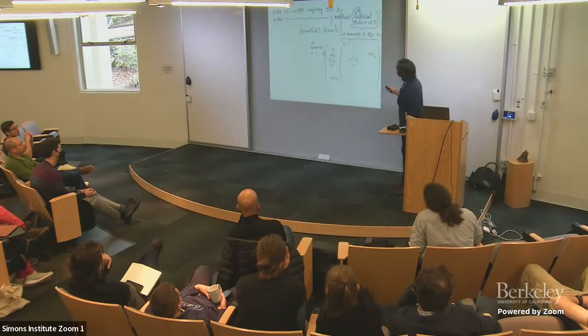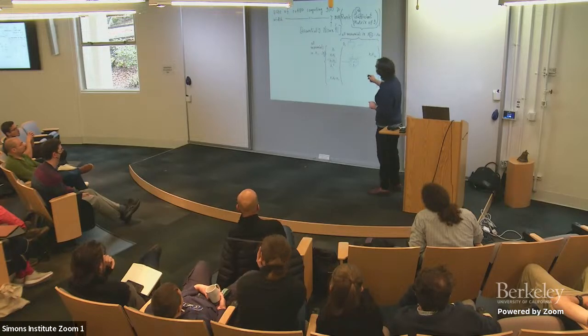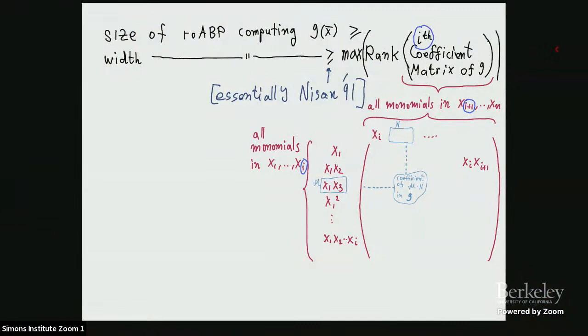So let's see this quickly. The size of a read-once ABP computing G, this is just a general statement for some polynomial, is at least the width of this read-once ABP computing G, of course. And this is at least, basically Nisan '91, the maximal rank of the i-th coefficient matrix of G. Something to understand here: what is the i-th coefficient matrix of G?